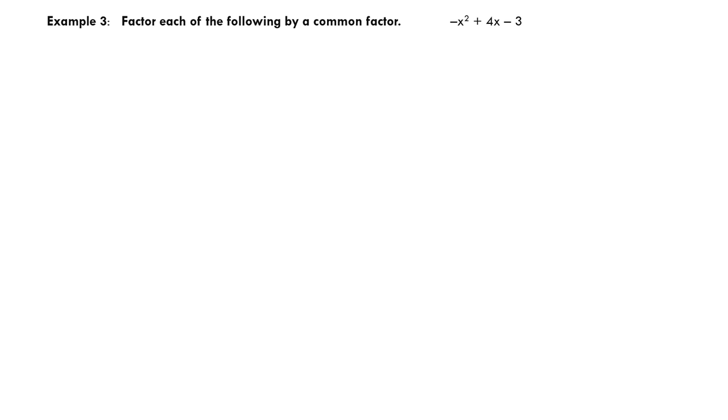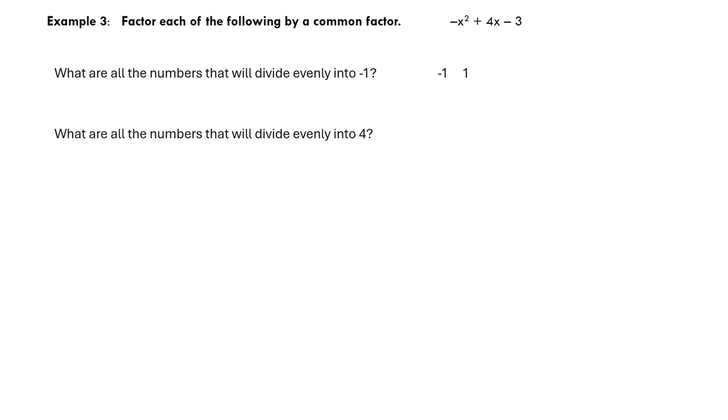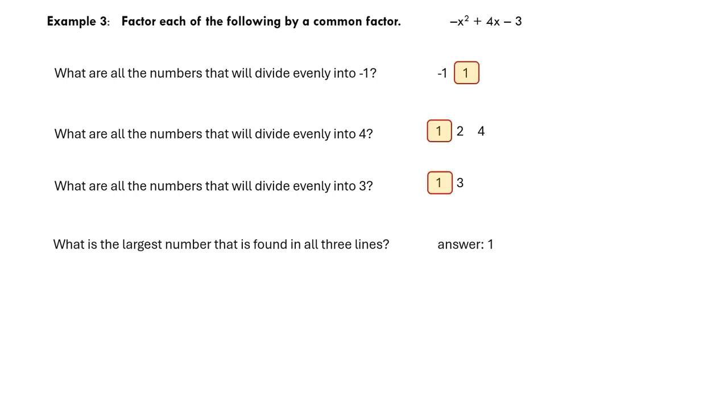Next example, negative x squared plus 4x minus 3. What are all the numbers that will divide evenly into negative 1? Well, they are negative 1 and 1. What are all the numbers that will divide evenly into 4? They are 1, 2, and 4. What are all the numbers that will divide evenly into 3? They are 1 and 3. Our greatest common factor is 1.